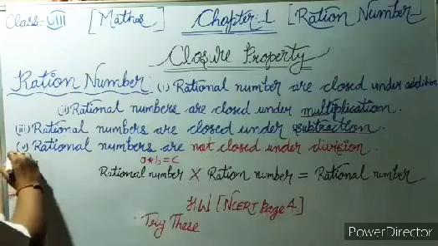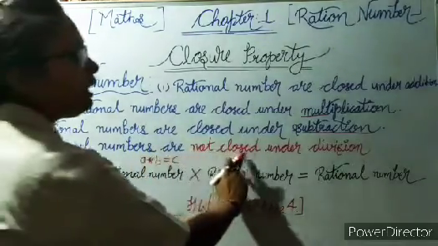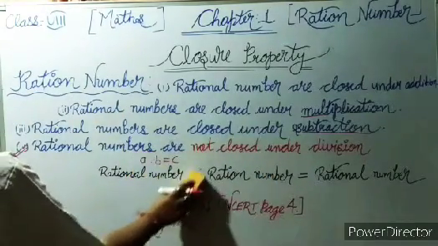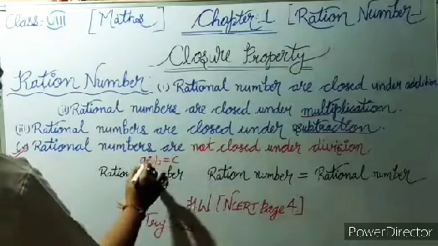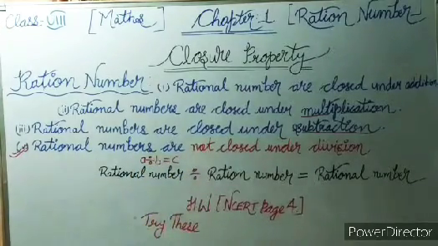But the last point, please remember, rational numbers are not closed under division. What is the meaning of this? If we divide two rational numbers, we will not always get a rational number. That is why we say rational numbers are not closed under division.